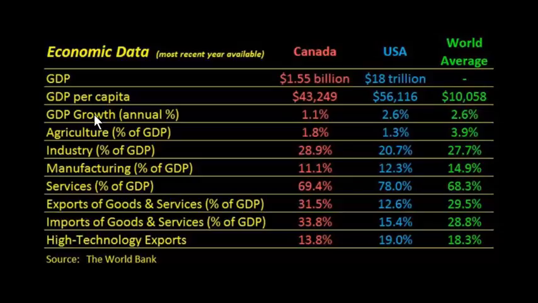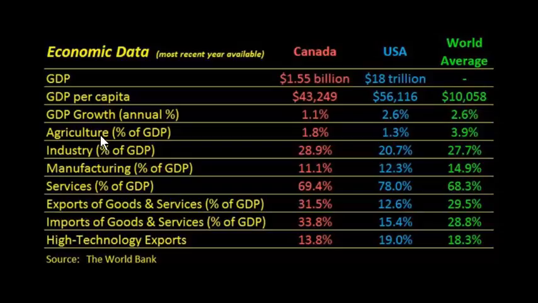Now we look at different sectors. We're first off looking at agriculture. The world average in terms of agriculture percentage of GDP is very high, 3.9% compared to the United States and Canada. Now, it's not saying that in Canada and the United States we don't do much agriculture. No. We do a lot of agriculture. It's just we do a lot of other stuff. So it also speaks to the diversity of the Canadian and the United States economies.